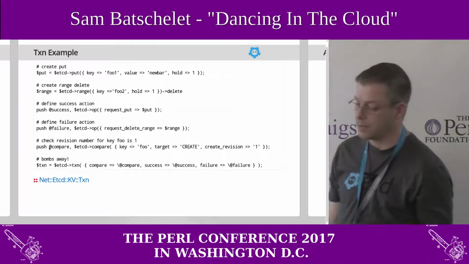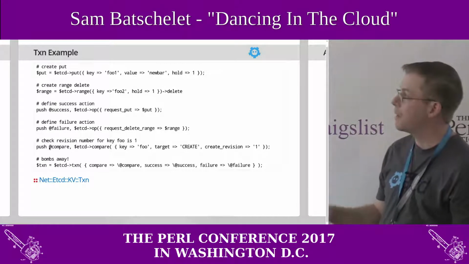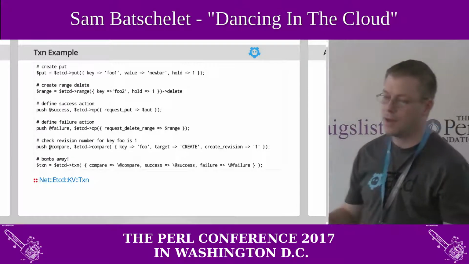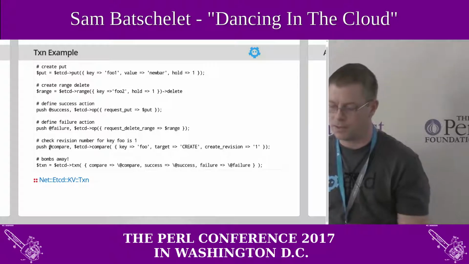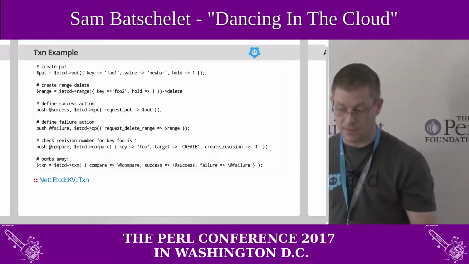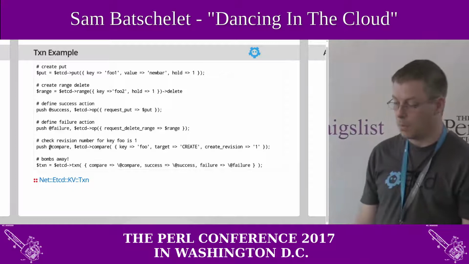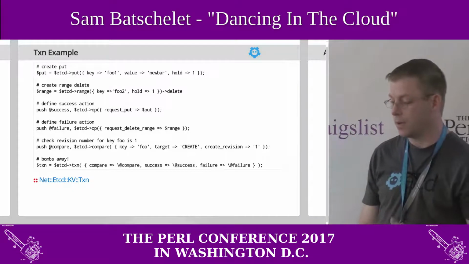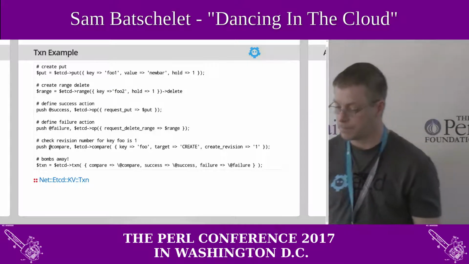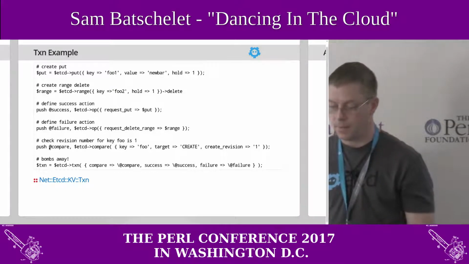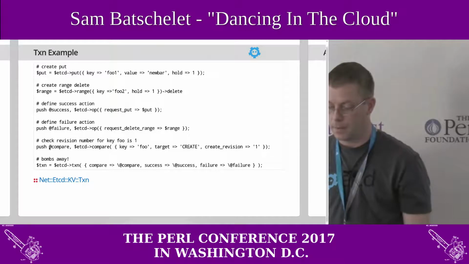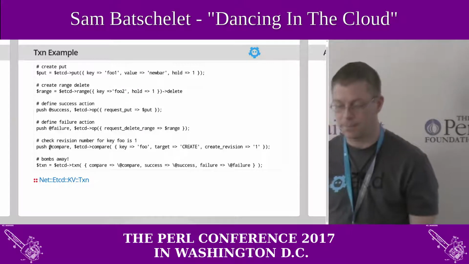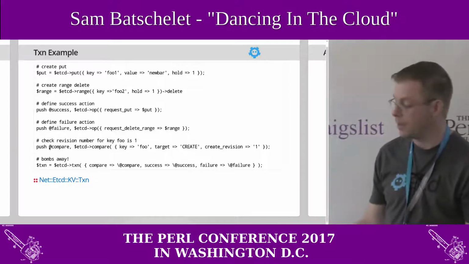There's a few different keywords that you can use there. And we're going to look for revision. So each time a key changes, the revision number changes. This is a specific example where we're looking for revision 1 of this key only. In that case, we get a success, and we go through the whole transaction. If there was success, the key would be created, and if there was failure, we would get the delete range.